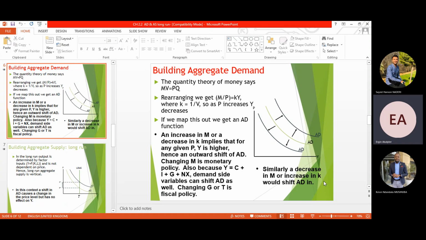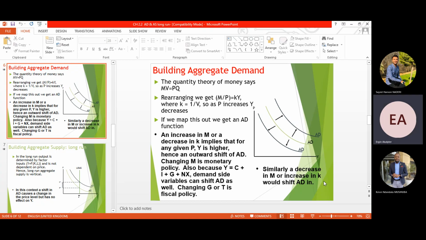If we map this out, we get an aggregate demand function as I show you. An increase in M, the monetary value, or a decrease in K implies that for any given P, Y is higher, hence an outward shift of aggregate demand. So you are going to increase it, and this will accelerate and enlarge the aggregate demand, or vice versa, by changing M, the monetary value, through monetary policy.